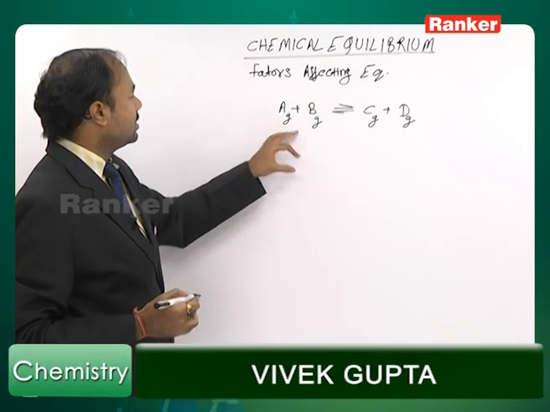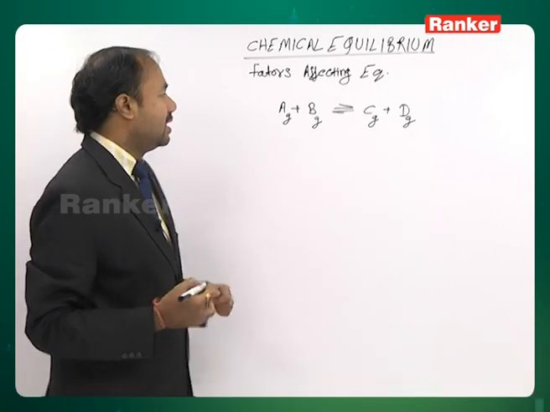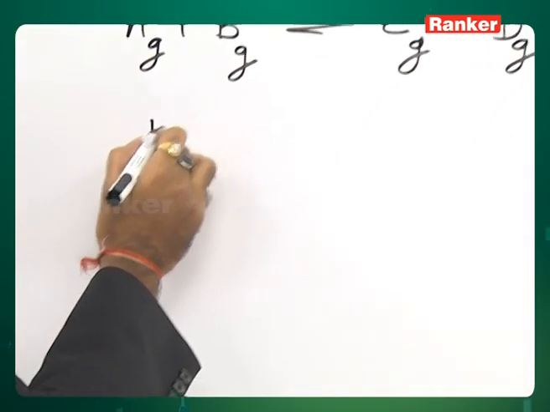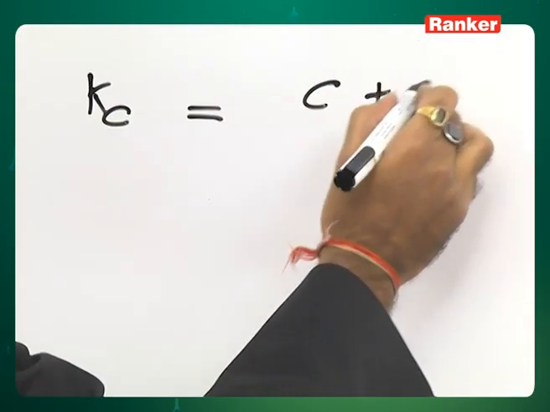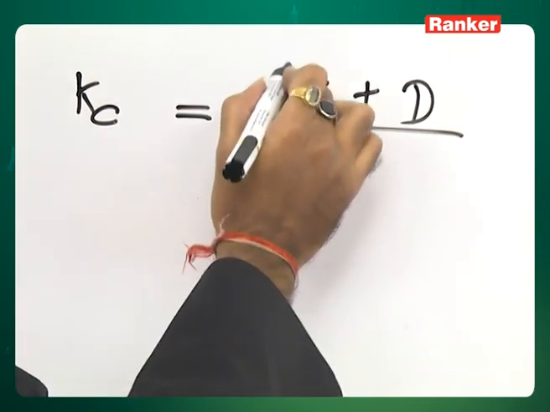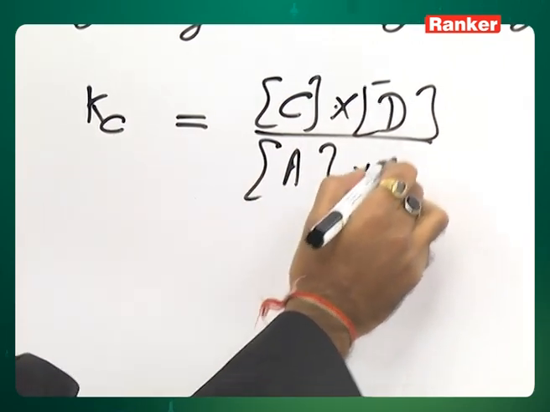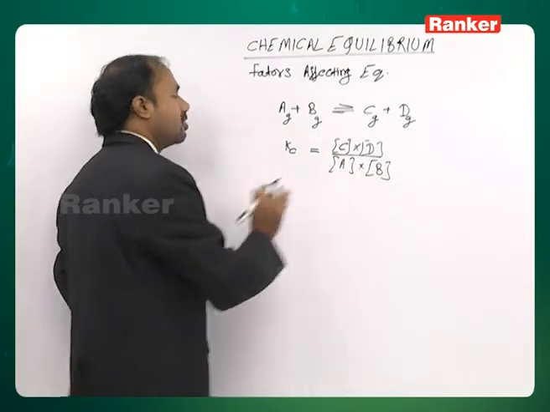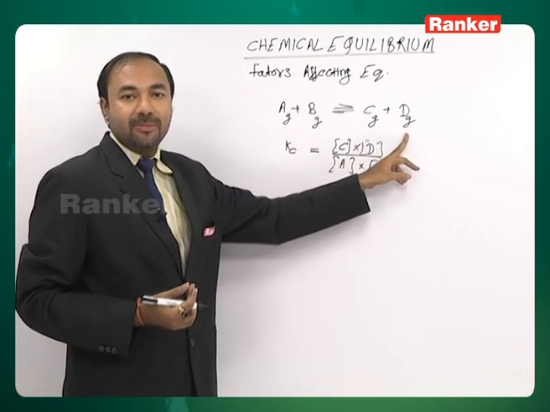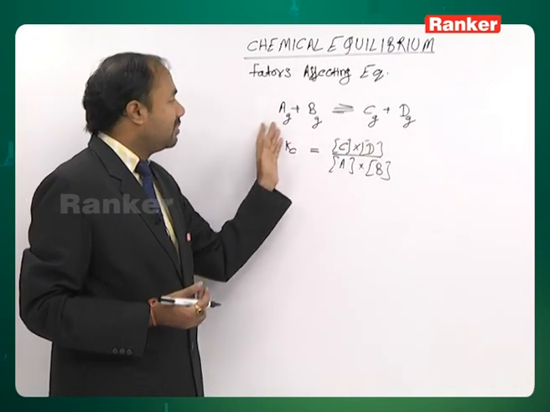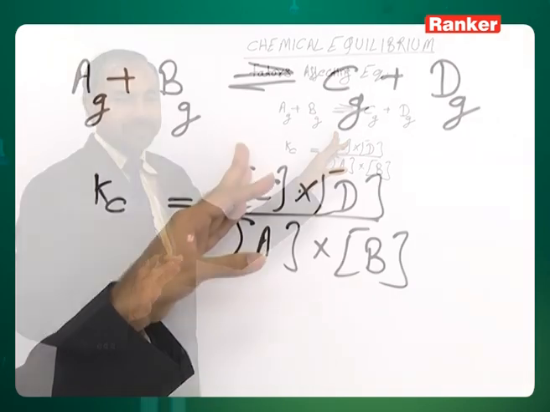Now, if I assume that A and B are reactants here and C and D are products, then its equilibrium constant, whether that is Kc or Kp, we write Kc here as concentration of C into D upon concentration of A into B. This becomes the equilibrium constant. As I told you, even if you start with C and D in the container, A and B will be produced and we reach the same equilibrium stage. It does not differ at all.